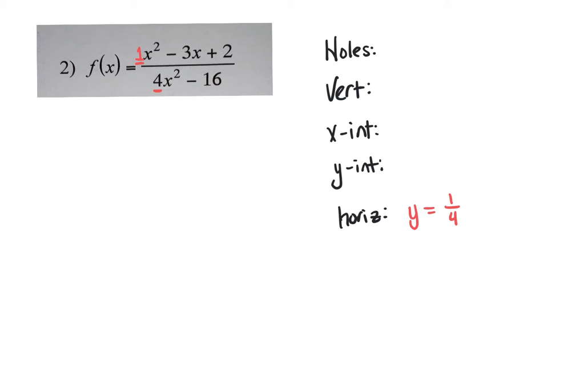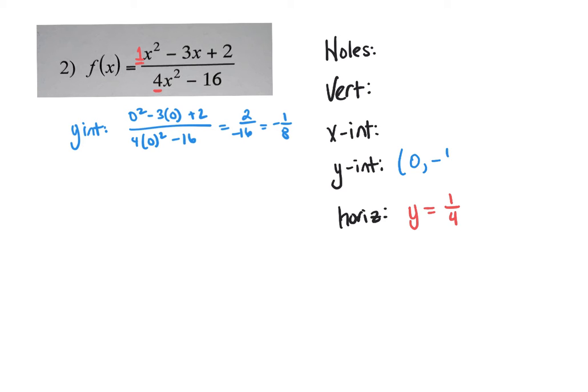That's my horizontal. The next thing I would actually do is my y-intercept. For my y-intercept, it is going to be where all of my x's are 0. So I have 0 squared minus 3 times 0 plus 2 over 4, 0 squared minus 16. That gives me 2 on top, negative 16 on bottom. That reduces to negative 1 over 8. So my y-intercept happens at 0, negative 1/8.